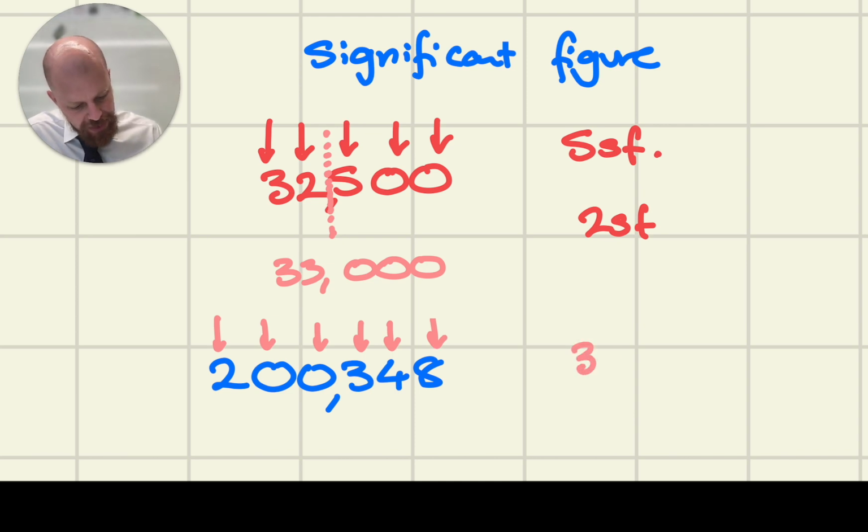If we were going to round this to 3 significant figures, you put the dotted line after the third significant figure. Look to the right, does the 3 round up or down? It rounds up. Therefore, it's 200,000.